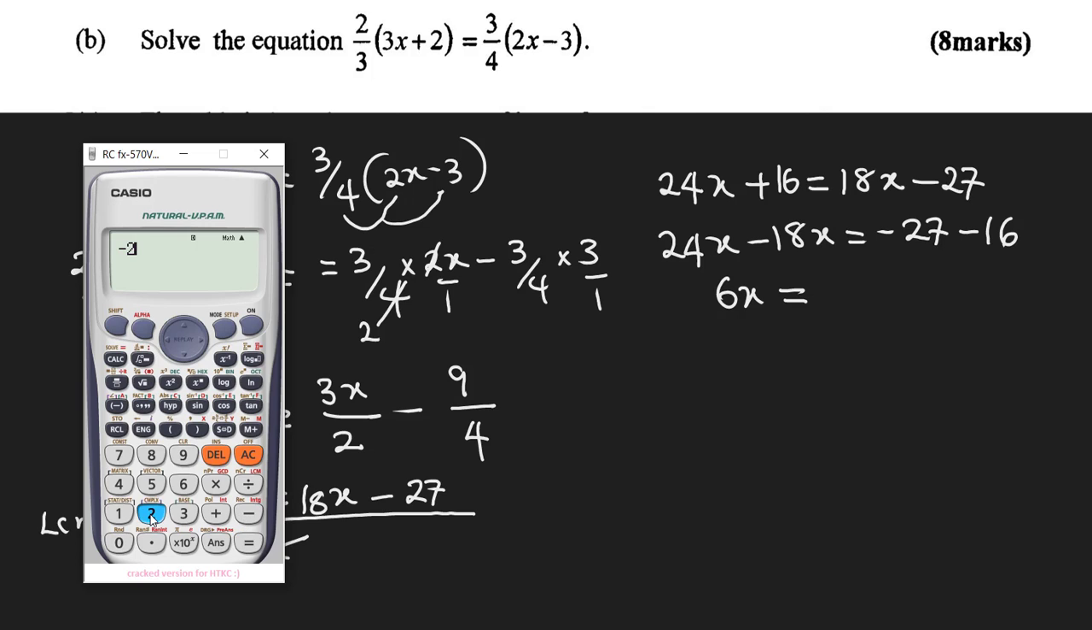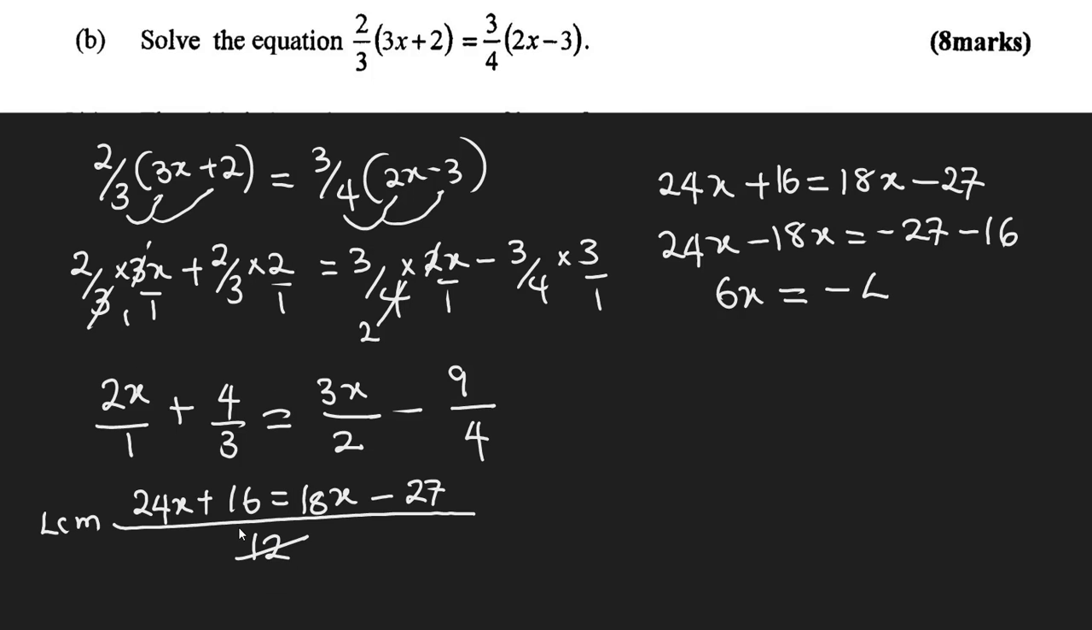Minus 27 minus 16 is equal to minus 43. So we have minus 43. So we divide both sides by 6. Okay, so this cancels this. You are left with x is equal to minus 43 over 6.